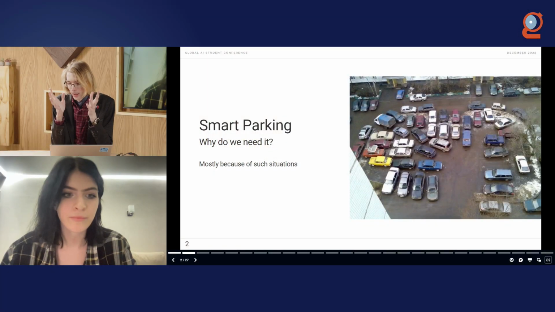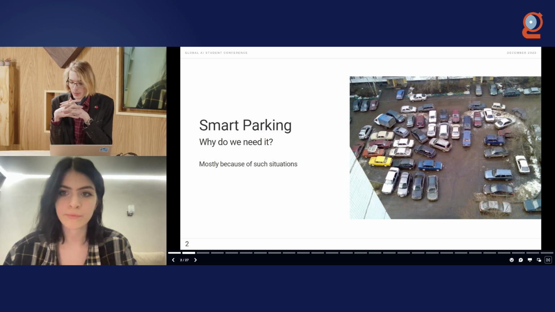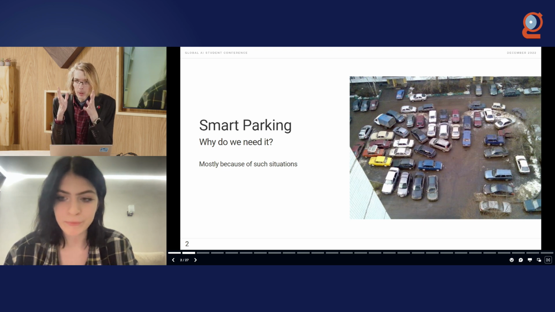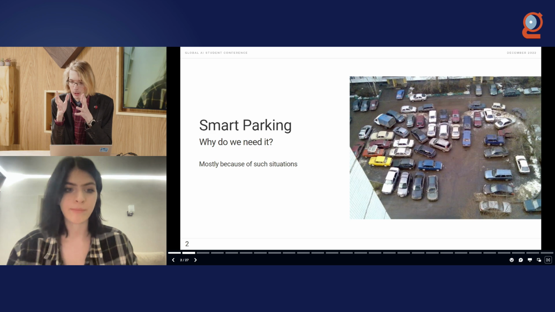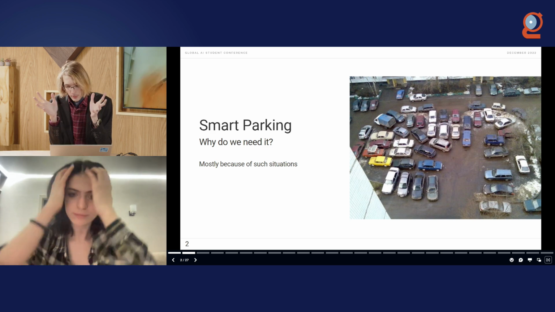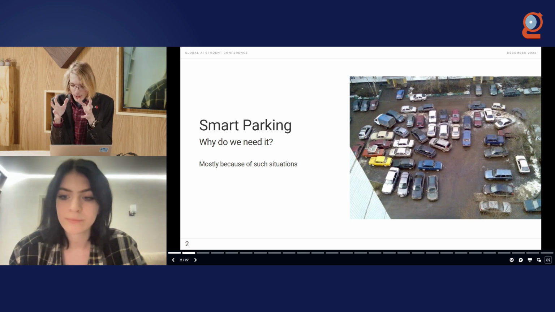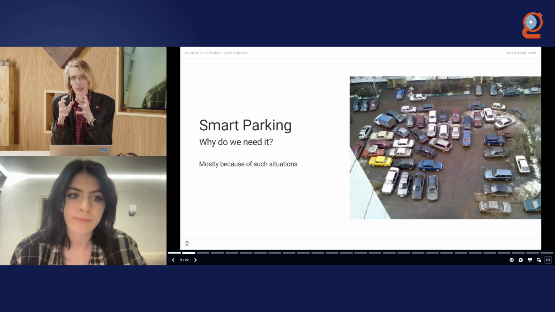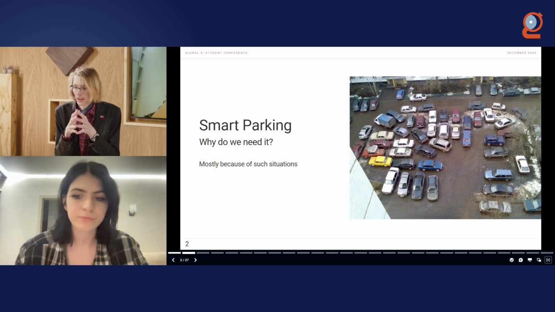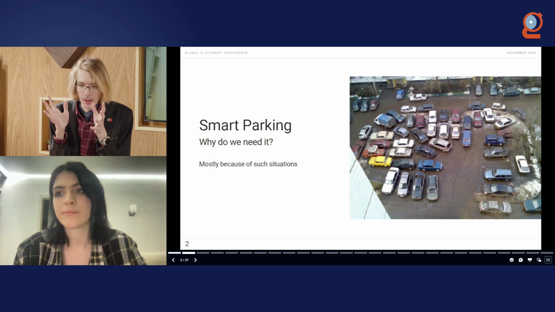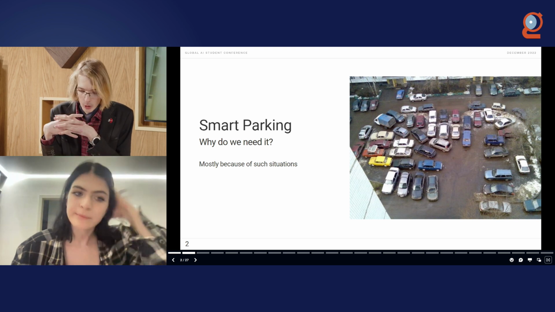So let's begin our talk with a little motivating example. Have you ever had a problem with searching for a non-occupied parking lot? Probably in Western Europe it is not a big challenge, but in other parts of the world it can be quite a hard problem, especially in Eastern Europe, America and Asia.